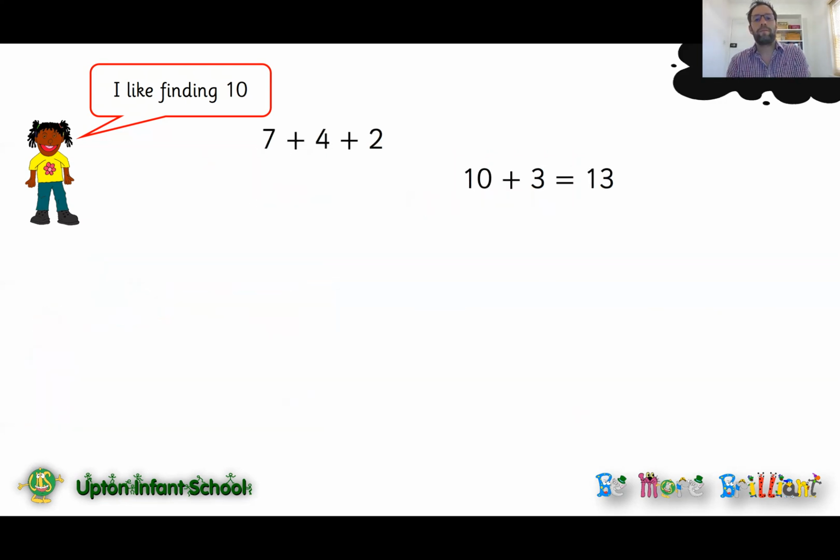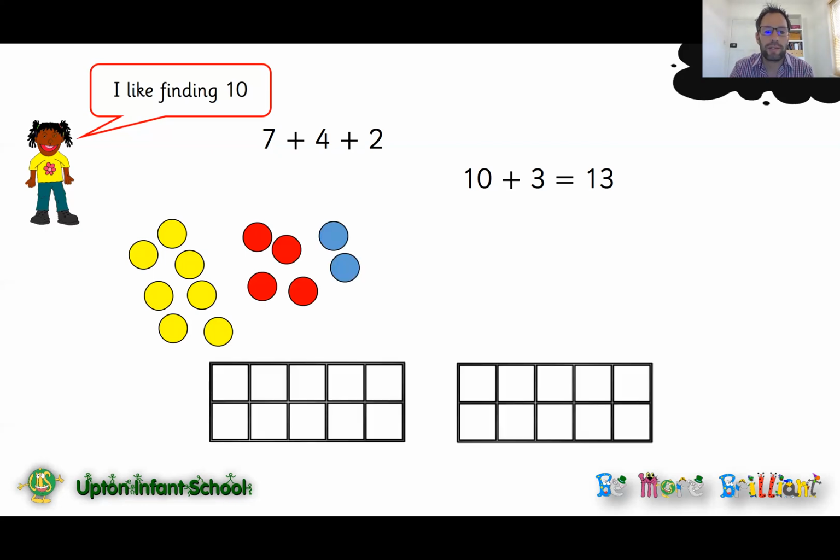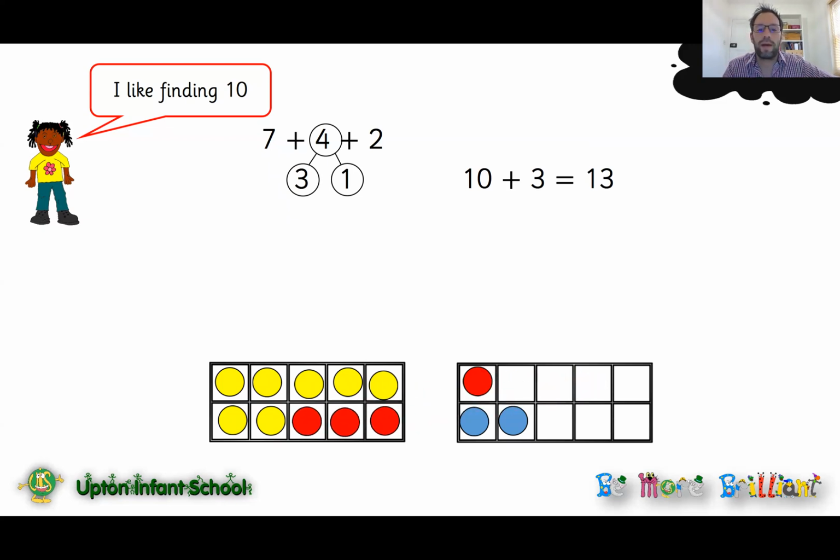Well done. Right, let's have a little look in a bit more detail about what Poppy did. So she did 7 add 4 add 2, and she used her clever finding 10 method to do 10 add 3. So let's see how she did that with her counters. So there's her 7 yellow counters, 4 red and 2 blue ones. Okay, show us that on a tens frame, Poppy. There's the 7 yellow counters, 4 red counters, and 2 blue counters. Now, how is she going to move these around to make 10? She's going to partition the 4 red counters into 3 and 1. There goes the 3 over there. She's made 10 over there. And then she's got 1 and 2 left over the other side. And that is where she got the 10 and the 3 from.